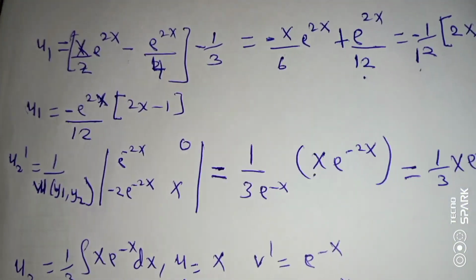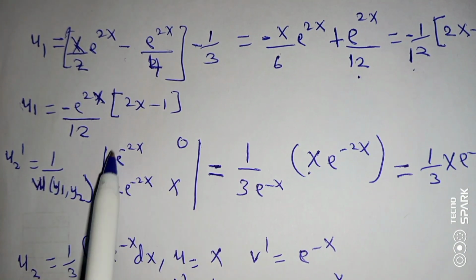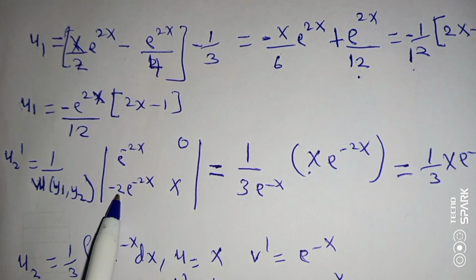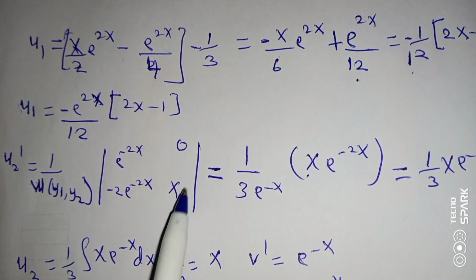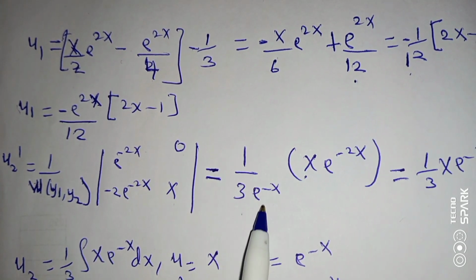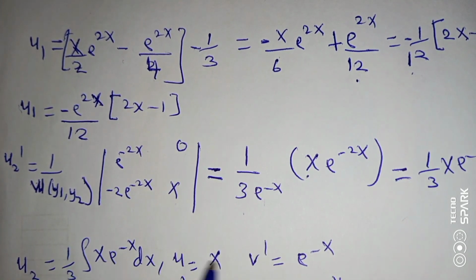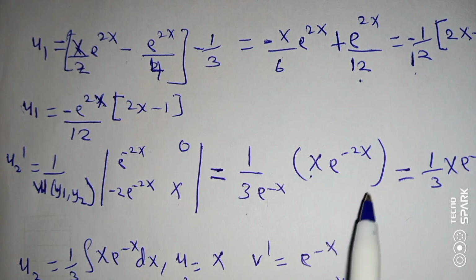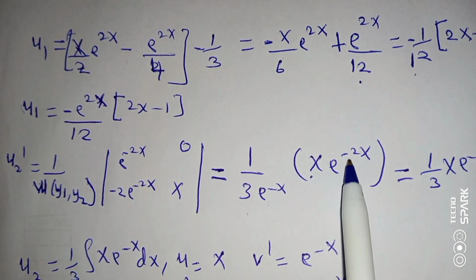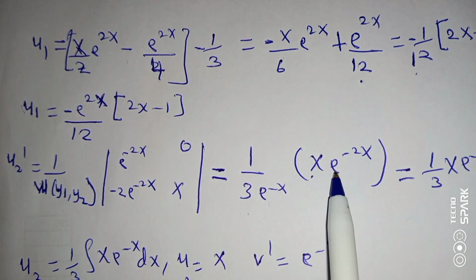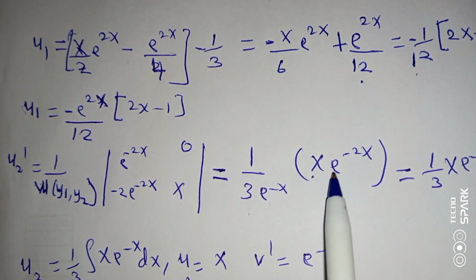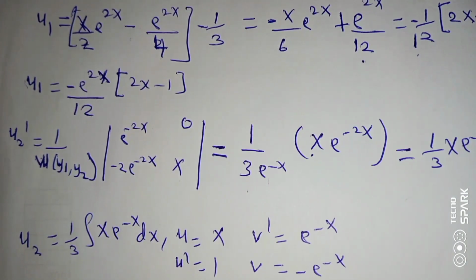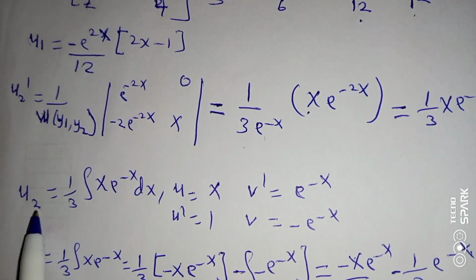Now to get u2 prime, it is the Wronskian, multiplying by the determinant of exponential negative 2x, negative 2 exponential negative 2x, 0, x, as shown there, over the Wronskian, which you obtained above. Here we are going to get x exponential negative 2x. This can be taken up so that it reduces the index by 1. So you have exponential negative x multiplying by x, you take out the negative so that it becomes positive. So the result will be this one here. Now this is the u prime. So to get u, you integrate on both sides.